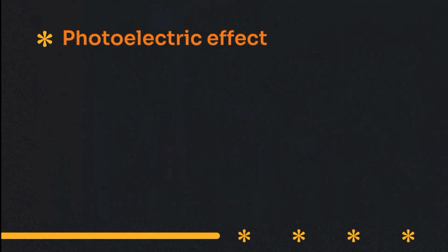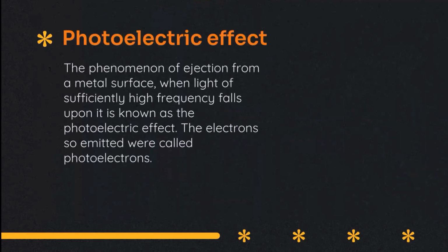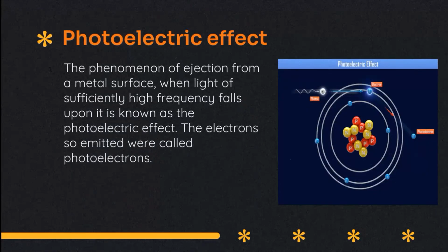Photoelectric effect. The phenomenon of ejection of electrons from a metal surface when light of sufficiently high frequency falls upon it is known as the photoelectric effect. The electrons so emitted are called photoelectrons.